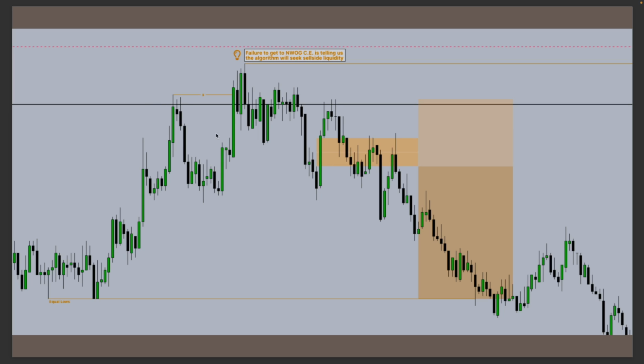So price comes back up, right, into the new week opening gap, sweeps this high, and we can go into this on a deeper level in a future video, but an algorithmic signature that I love is when price fails to get to the CE or the midpoint of an inefficiency, okay? It's just the algorithm showing us, tipping its hand that price is weak. It doesn't want to even reach for the CE, the midpoint of the new week opening gap.